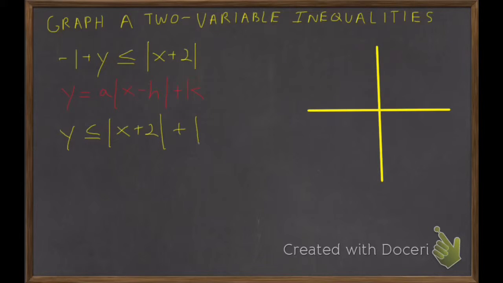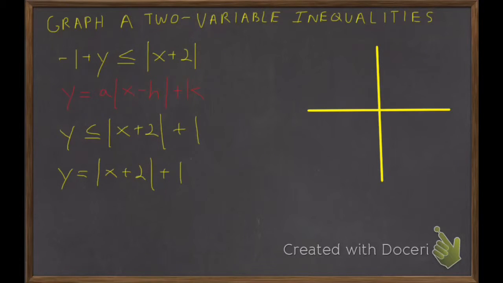Now that we can see that the inequality is in our correct form, we can think of this inequality as an equal sign. And we can think of it as y equals absolute value x plus 2 plus 1. Now we're only going to think about this as an equal sign just so that we can graph it, because this is our boundary line. So the boundary line is going to be that graph of absolute value x plus 2 plus 1.